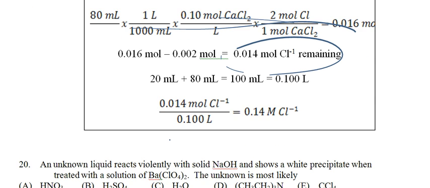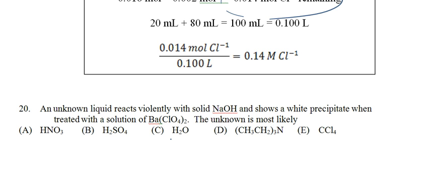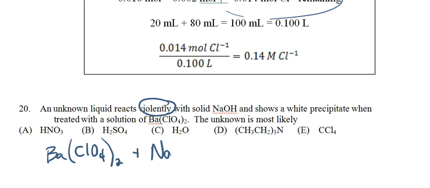Number 2, an unknown liquid reacts violently with solid sodium hydroxide and shows a white precipitate when treated with a solution of barium perchlorate. The unknown is most likely. Okay, this is a precipitate type question. So the thing that we have to look at is what will form here. Don't get all hung up over that. That doesn't tell us anything. All right, plus NaOH. Now, even though that's one of our polyatomics, actually we do have perchlorate. Or we know we have chlorate, but it's going to behave the same way because we have sodium.